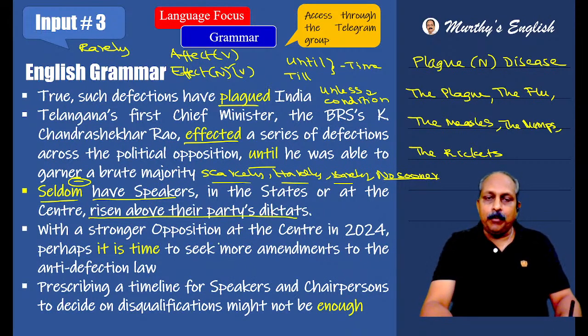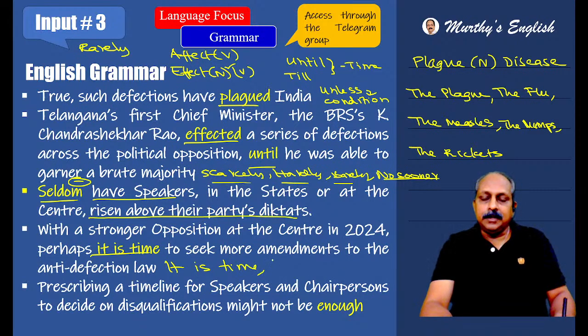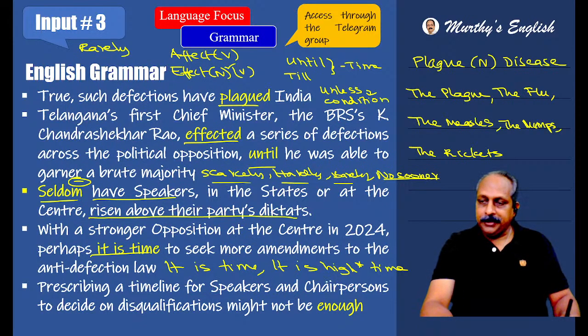With a stronger opposition at the center in 2024, it is time. Whenever you come across it is time, it is high time, do remember the verb should be in the past form. It is time you started your preparation. It is high time you started your preparation.